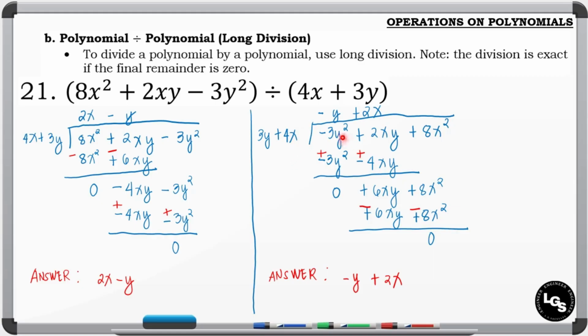We are going to divide only the first term of the dividend by the first term of the divisor. Then, once you're done dividing it, multiply the quotient by all the terms of your divisor. Then subtract, bring down the next term, then repeat the process until the term at the bottom part cannot be divided by the divisor. So this is how we perform long division.